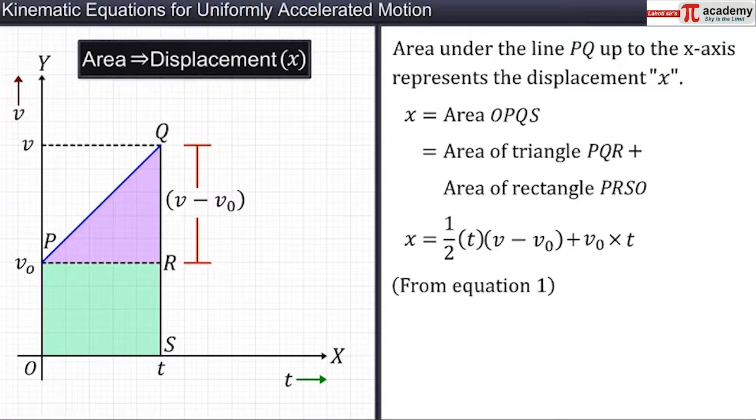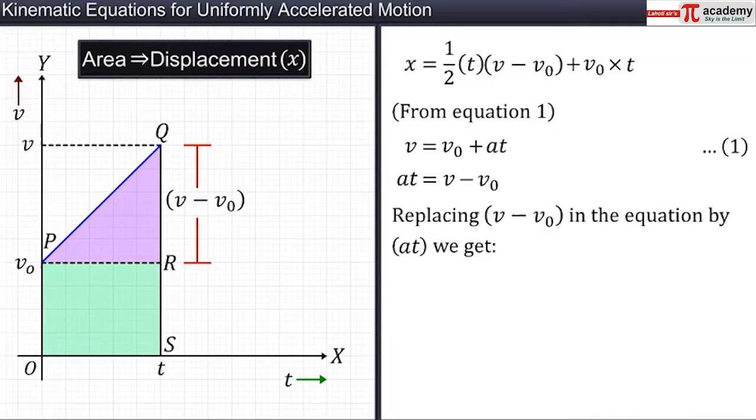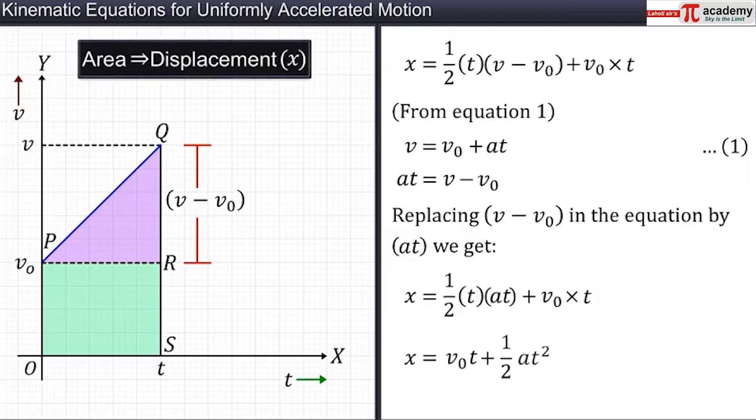From equation 1, the value of v is the sum of v0 and the product of a and t. Here, the value of the product of a and t can be derived as the difference between v and v0. Now, replacing the v minus v0 in the equation by at, we get x is equal to v0 into t plus half at square. This is equation 2 of motion.